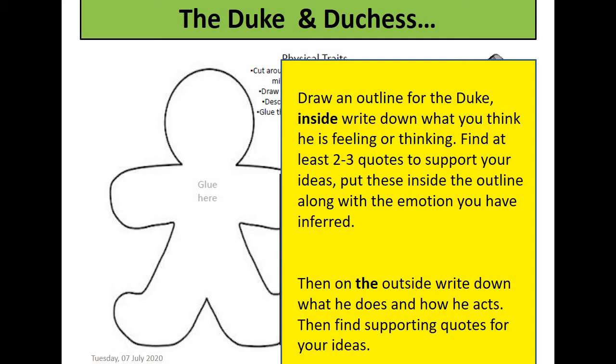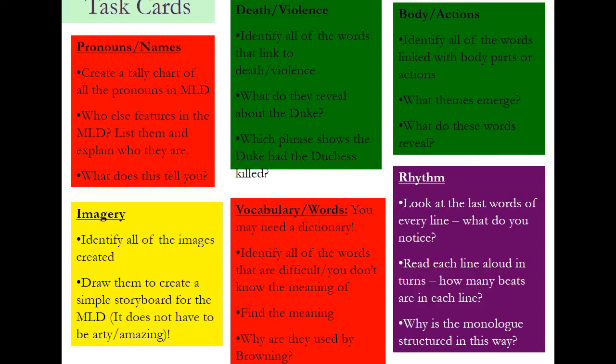Then on the outside, I want you to write down what he does, i.e. how he acts, the things he actually does. So that's movements, orders, speech. Again, exactly the same as we did with the things on the inside, find me 2 or 3 quotes. Again, if you can only find 1, that's fine, but if you can aim for 2 or 3, brilliant. If you need to keep those instructions up while you do that, please pause here because I'm going to move on to the next slide.